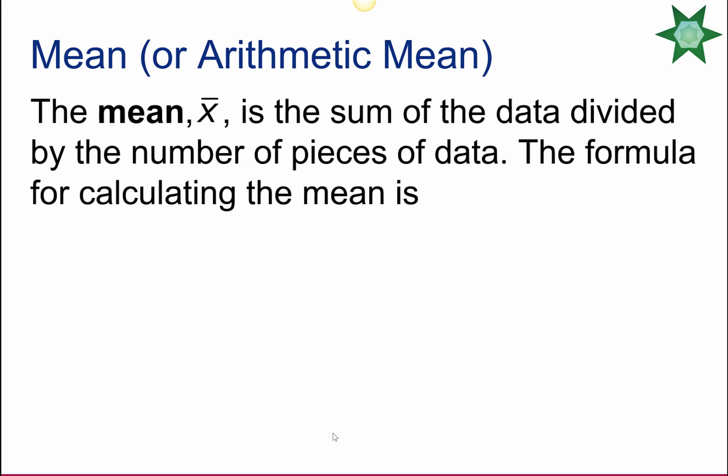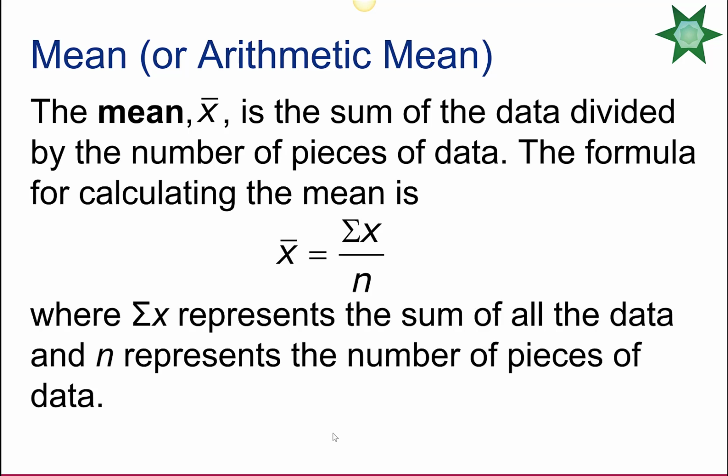The mean, x bar, is the sum of the data divided by the number of pieces of data, and the formula for calculating the mean is shown here, where the summation sign in the numerator of that fraction means add up all the data values, and n in the denominator represents the number of pieces of data.